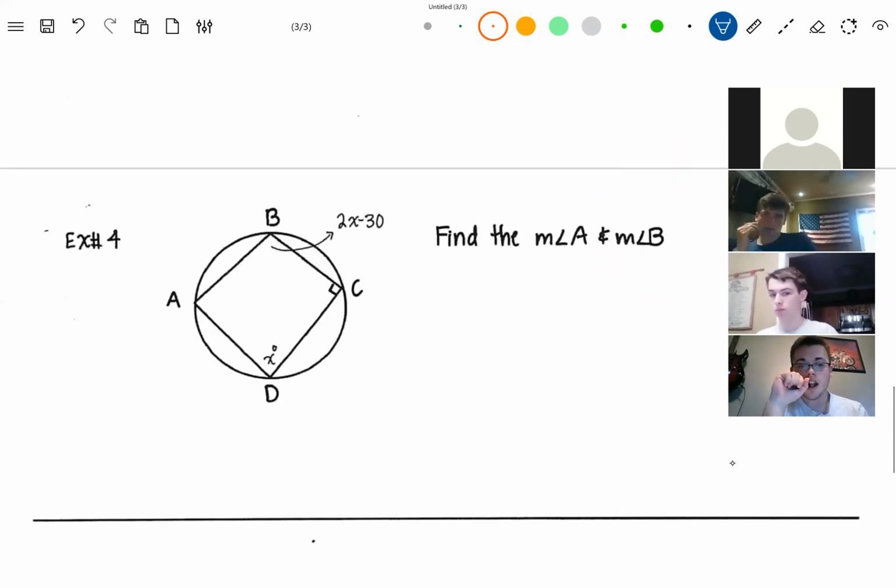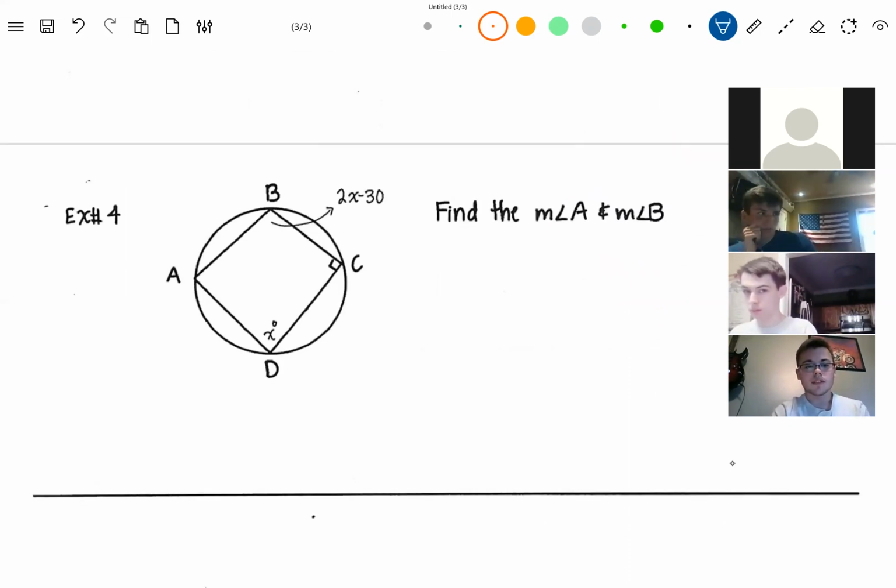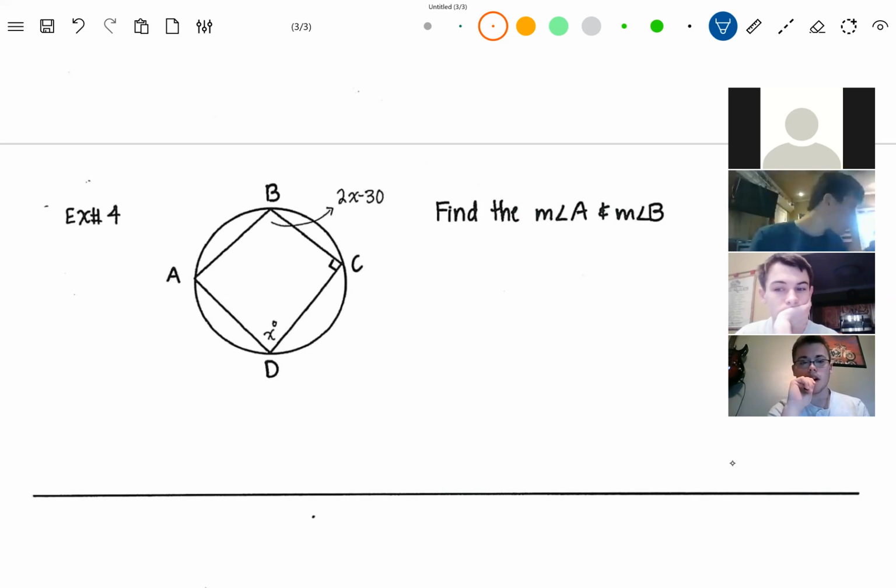All right, so number 4, you got to make sure and read what it says to find. It says to find the measure of angle A and the measure of angle B. It doesn't say to find the measure of angle D, but notice that D is just x. So in order to find the measure of angle B, we got to know what x is. So we have to find the measure of angle D. Now, we don't have to do any real calculation to find out the measure of angle A, because remember, if a quadrilateral is inscribed, then opposite angles are supplementary. And since angle C is 90 degrees, that means the measure of angle A is also 90 degrees automatically, so we don't have to do any work for that.